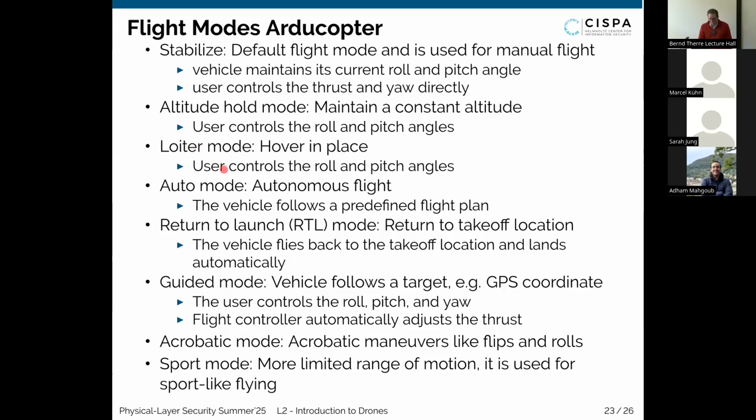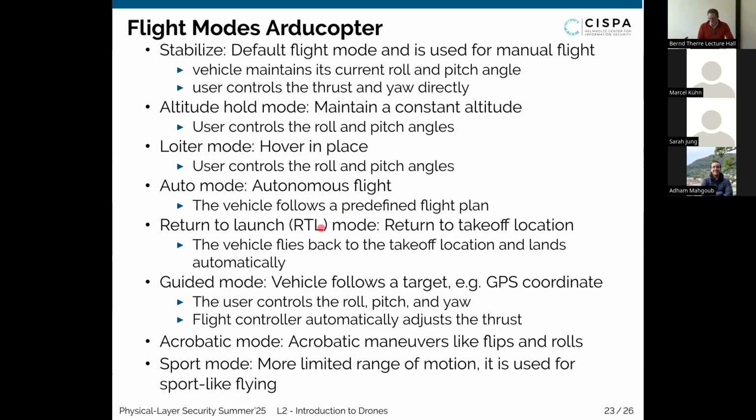Loiter mode where it hovers in place. And again, we control roll and pitch angles. Auto mode where you define a predefined flight plan. So this is now really this mission planning stage where at some point in the past, you defined waypoints that you want to fly along. Then these waypoints are handed over to the mission control module on the drone. And that is then determining the immediate flight actions to be taken by the lower real-time control of the drone.